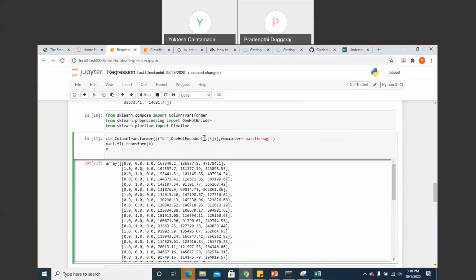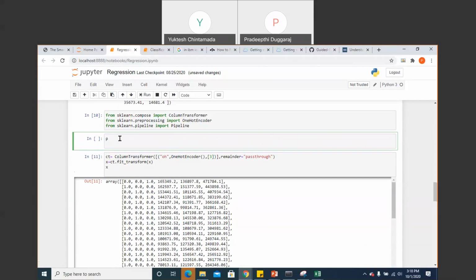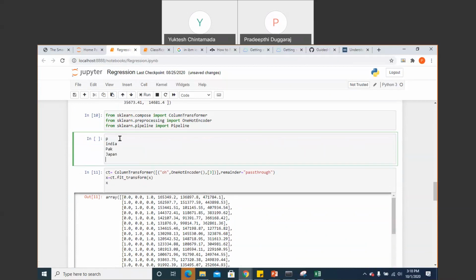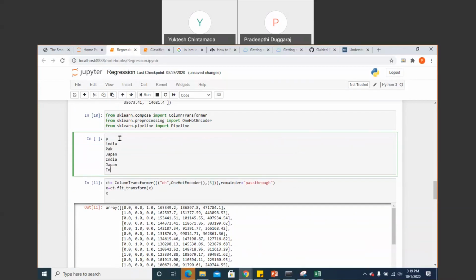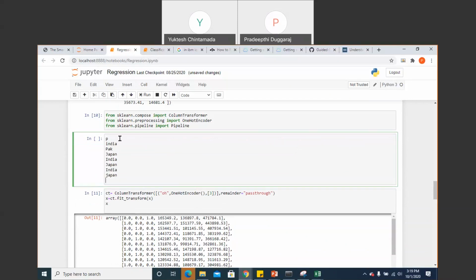So how does this binarization of values occur? I'll tell you. First, suppose I have a column called P. In that P, I have India, Pak, Japan, India, Japan, India, Japan, Pak. So these are the values that I have, let's suppose. Now I do column transform.